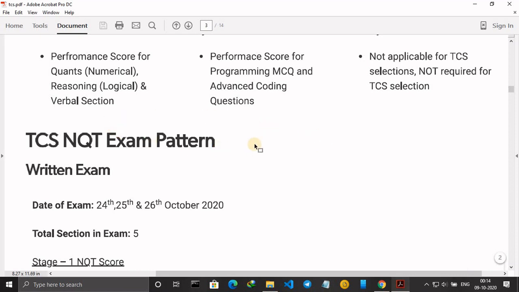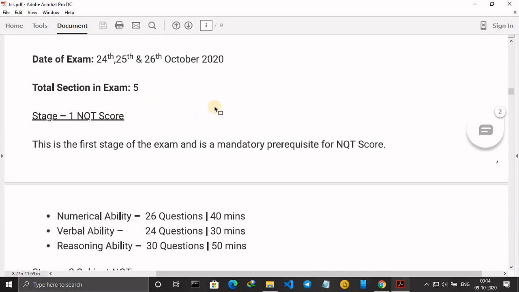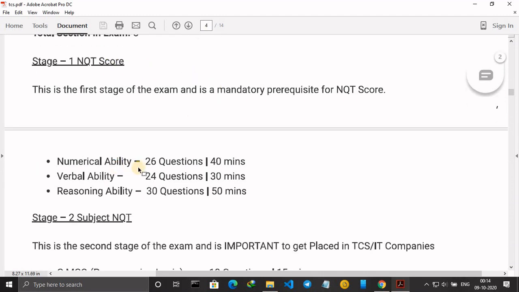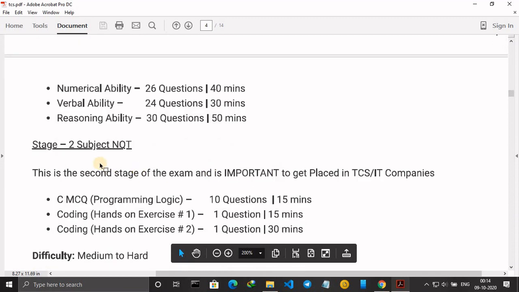If we talk about the TCS NQT exam pattern, there will first be a written exam. The exam dates are 24, 25, 26 October 2020. Stage one will be the NQT score: numerical ability 26 questions in 40 minutes, verbal ability 24 questions in 30 minutes, and reasoning ability 30 questions in 50 minutes.